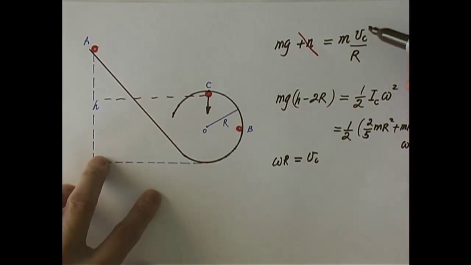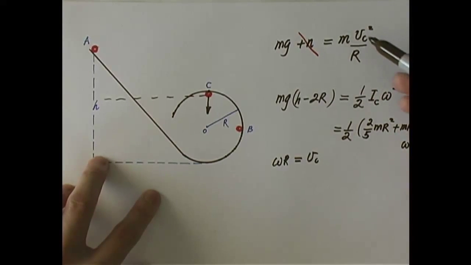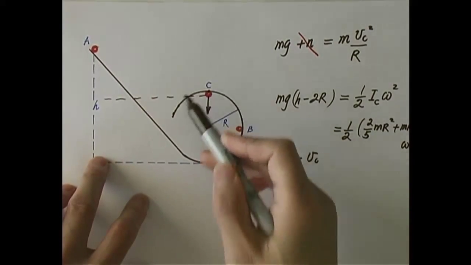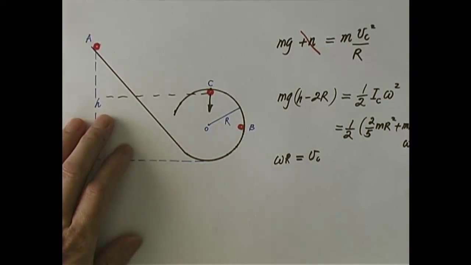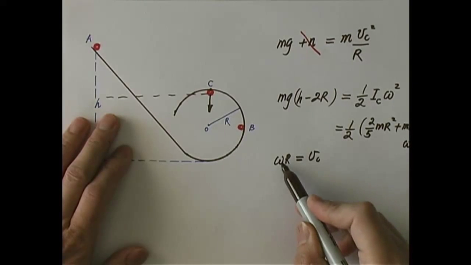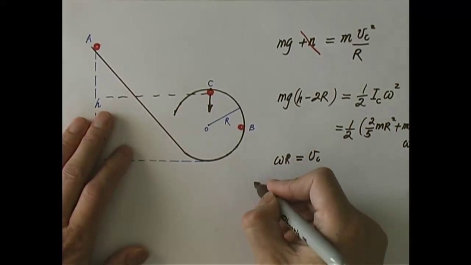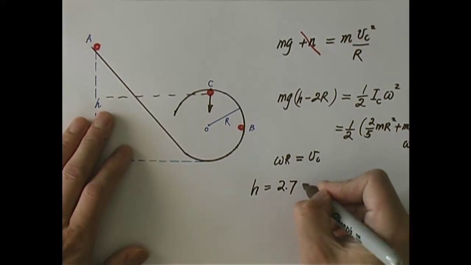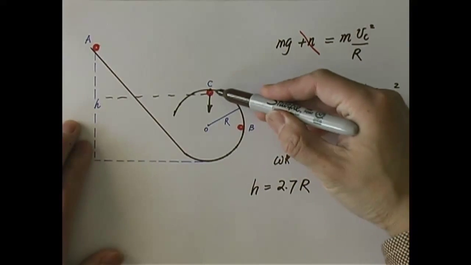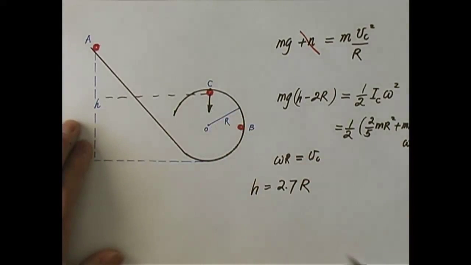Okay, so we got an equation for vc, an equation for omega, and a third one to relate them. I can eliminate vc and omega, and we find H minimum, the minimum height necessary to release the ball from so that it can safely make its way. After some algebra, you get rid of omega and vc, and from these three equations you can solve for H. And it turns out H equals 2.7 R. So you're going to launch it from 2.7 times the radius. That is when you have minimum energy, just barely able to clear that.